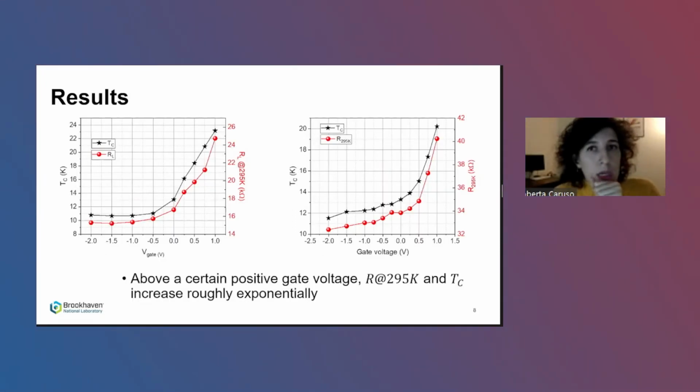In order to visualize better what I just said, we plot the critical temperature and the room temperature resistance as a function of applied gate voltage for the same 2 samples. So these data are extrapolated from the curves that I showed you before. Both quantities change very little for negative gate voltages. And then when we hit positive gate voltages, the increase is roughly exponential.